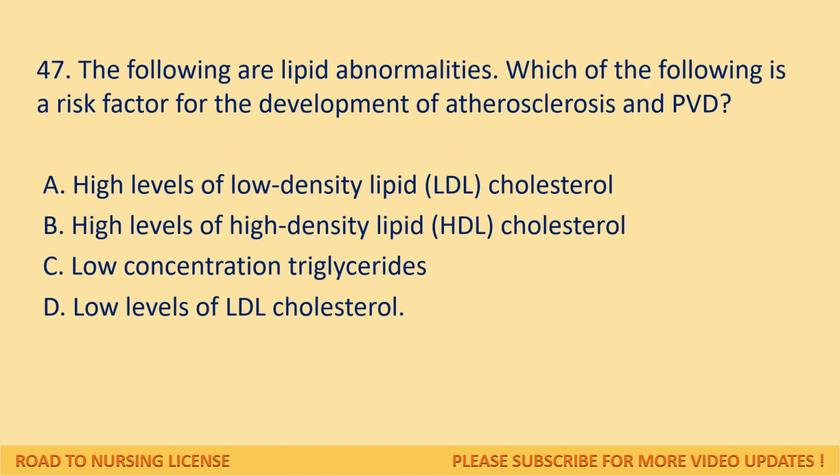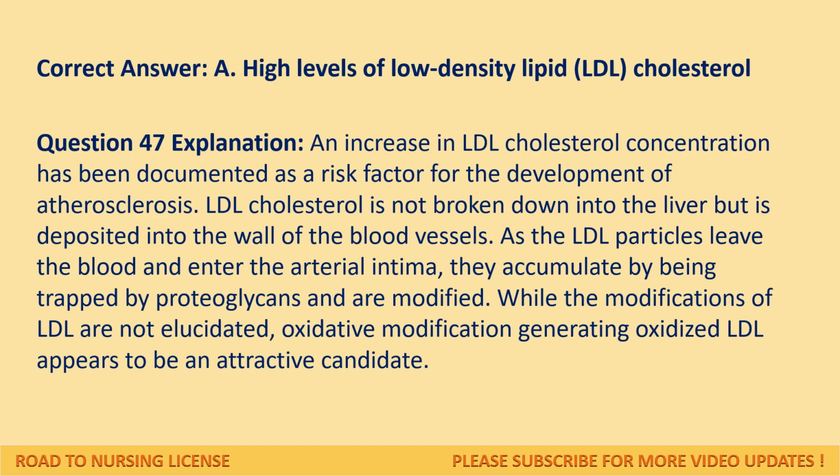Question 47. The following are lipid abnormalities. Which of the following is a risk factor for the development of atherosclerosis and PVD? A. High levels of low-density lipid, LDL, cholesterol. B. High levels of high-density lipid, HDL, cholesterol. C. Low-concentration triglycerides. D. Low levels of LDL cholesterol. Correct answer, A. High levels of low-density lipid, LDL, cholesterol.